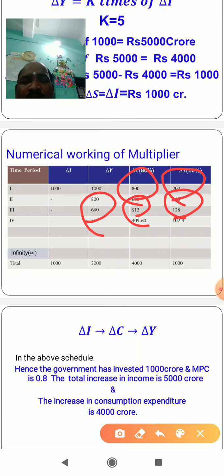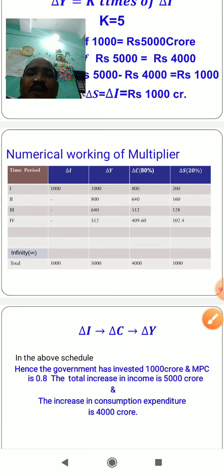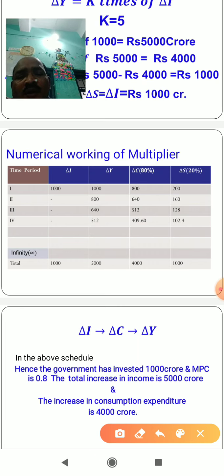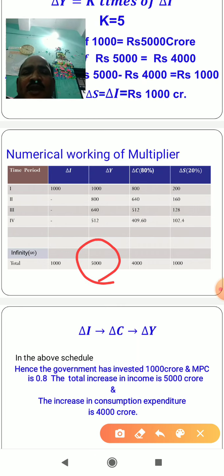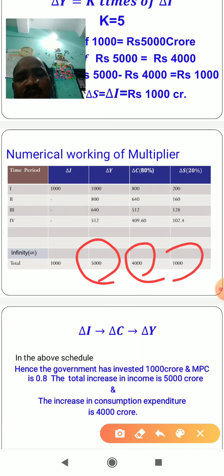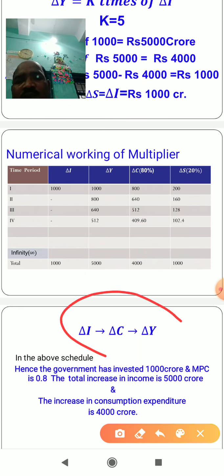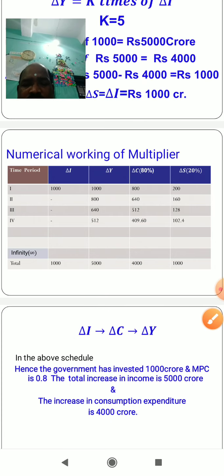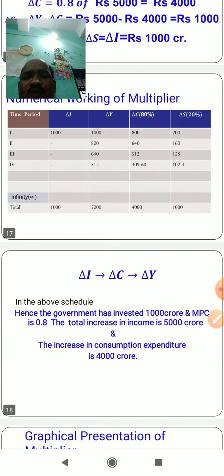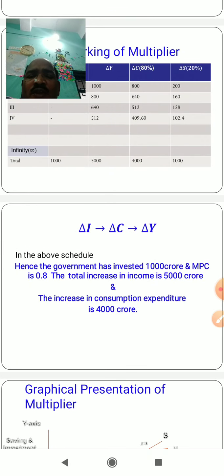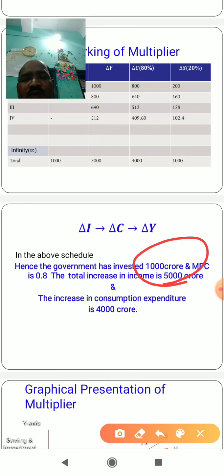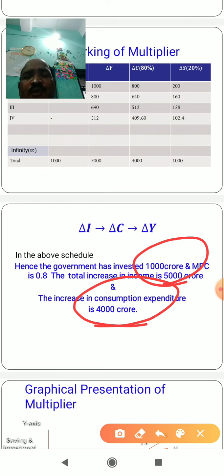Coming to the circular flow of income over the whole year of the economy, this investment becomes an income of 5000 crores, consumption is 4000 crores and saving is 1000 crores. This means the change in investment creates a change in consumption, and the change in consumption creates a change in income. In the above schedule, we know that the government has invested 1000 crores, MPC is 0.8, the total increase in income is 5000 crores and the total increase in consumption expenditure is 4000 crores.